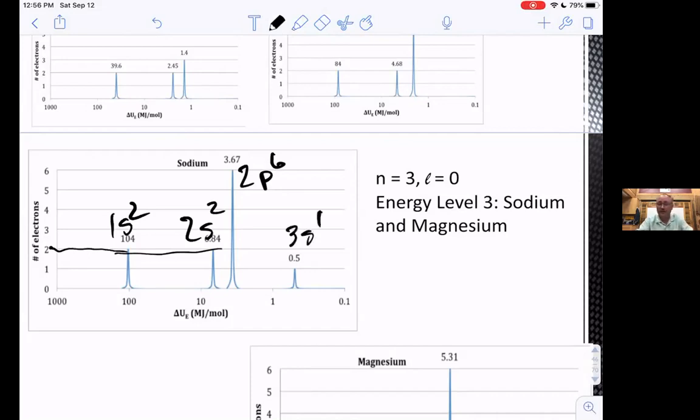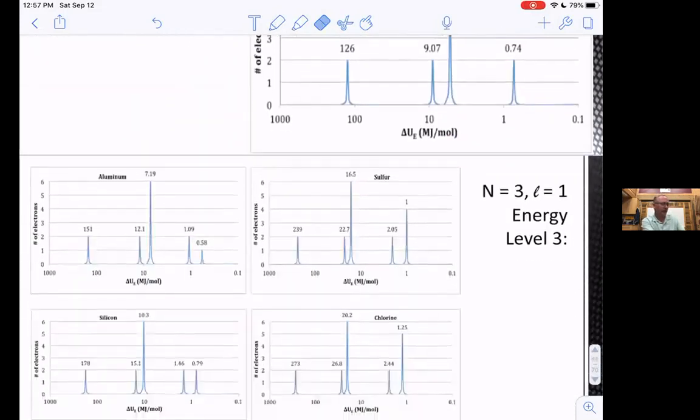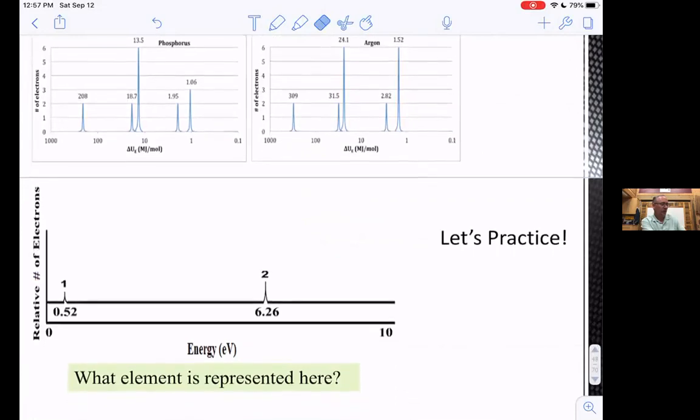And because it is held so loosely, this is one of the reasons that sodium actually forms that +1 ion, loses that electron readily. Interesting. Okay, so I think at this point we can go and do a couple of little examples and see how you do. So let's practice.